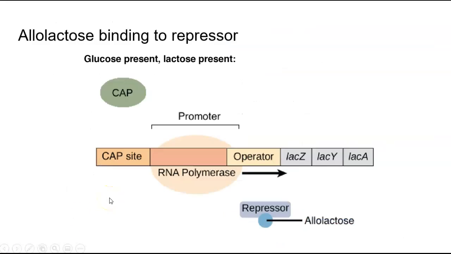Okay, so again, if glucose is present and lactose is present, the repressor here is going to be removed by allolactose because you're going to have lactose entering into the cell. Lactose will get converted to allolactose. It will come up over here, bind to the repressor, remove it from the operator, and free up this region for transcription. However, we need more than that for transcription to happen.